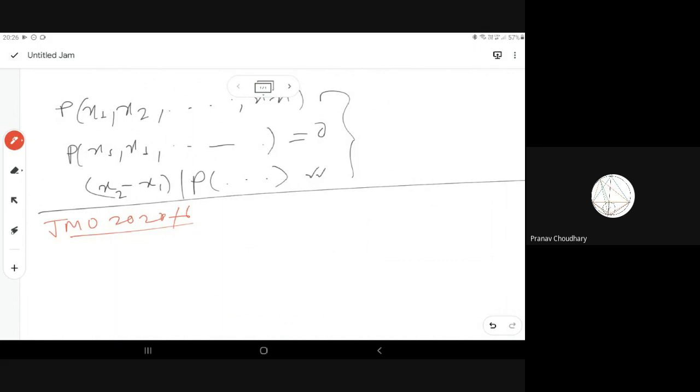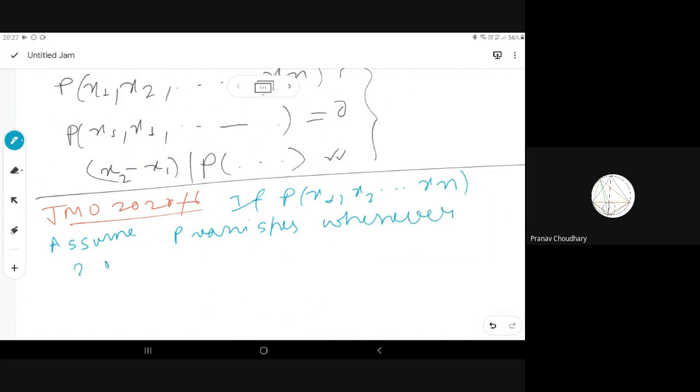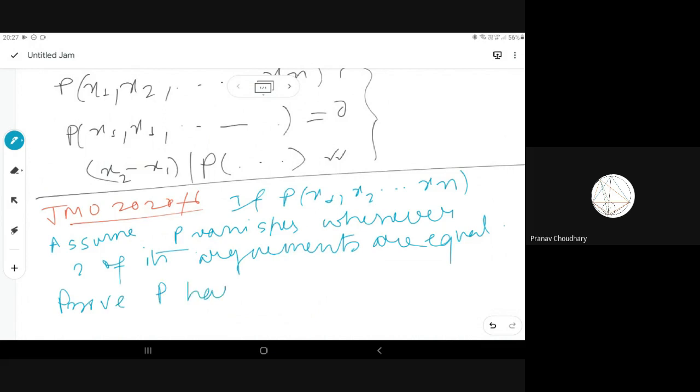Okay, the problem I'm going to solve is like JMO 2026. It says that if p(x1, x2, up till xn) is a non-constant n variable polynomial with real coefficients, assume that p vanishes whenever two of its arguments are equal. Arguments are x1, x2, dot dot. Prove that p(x) has at least n factorial terms.